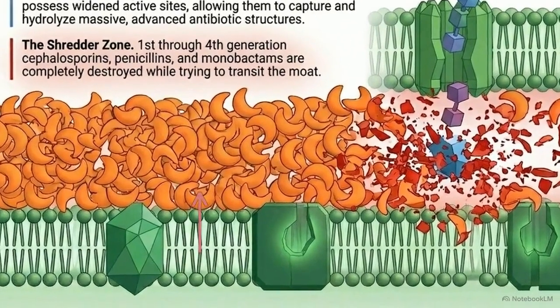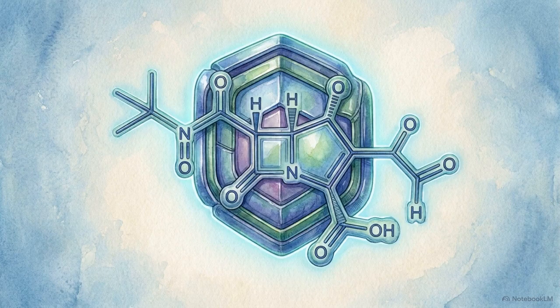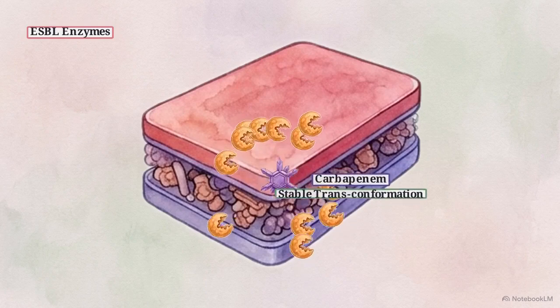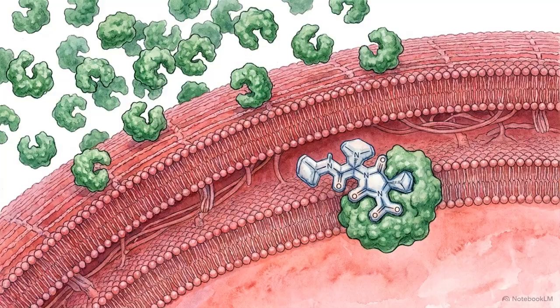These enzymes feature widened active sites, capturing and hydrolyzing virtually all massive beta-lactam structures in transit. Surviving this periplasmic environment requires the use of carbapenems, such as meropenem or ertapenem. Carbapenems remain effective because their unique trans conformation makes them structurally stable and resistant to ESBL cleavage. Treating gram-negative ESBLs is an architectural problem, requiring stable drug structures capable of surviving the journey across a concentrated periplasmic moat.